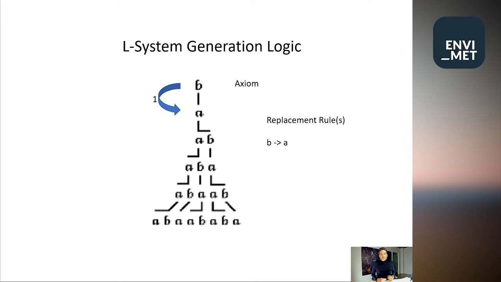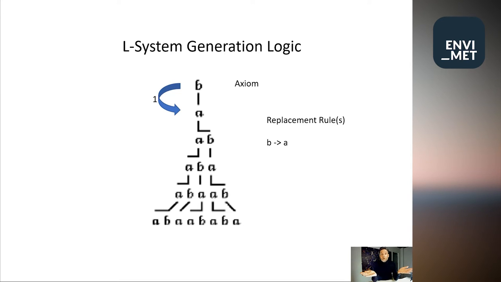For example, we have a replacement rule that says, whenever you find the letter B in your string, in your system, replace it by the letter A. Okay, so we do this in the first iteration round. We take the initial string with B, and replace the B with an A. Well, that's it. It would be very boring if this were all.